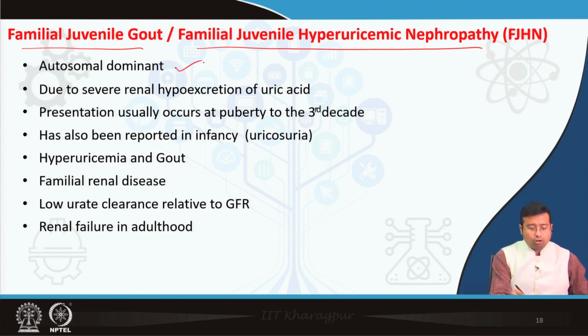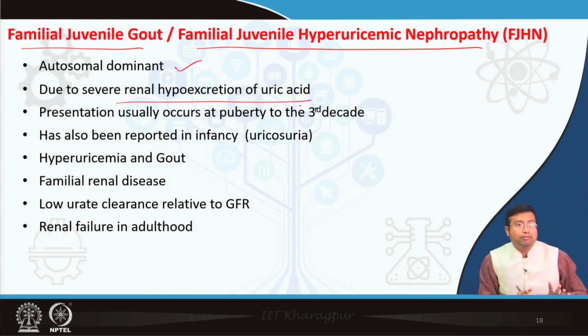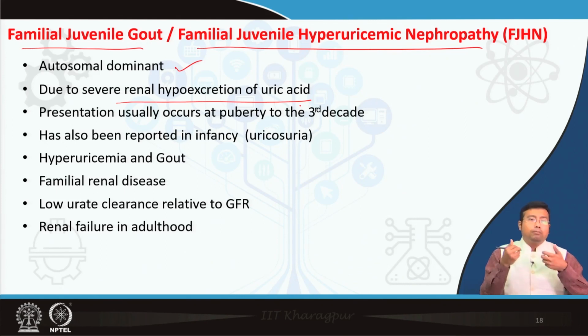So, it is an autosomal dominant type of disorder in which there is severe renal hypoexcretion of uric acid. So, the clearance is actually defective, all right, due to problem in transporters of uric acid. At first what happens, the hypoexcretion of uric acid is reported in the childhood, and by the time the patient goes to adulthood, renal failure can happen. So ultimately the symptoms of renal failure are presented in adulthood, generally at the 3rd decade of life.